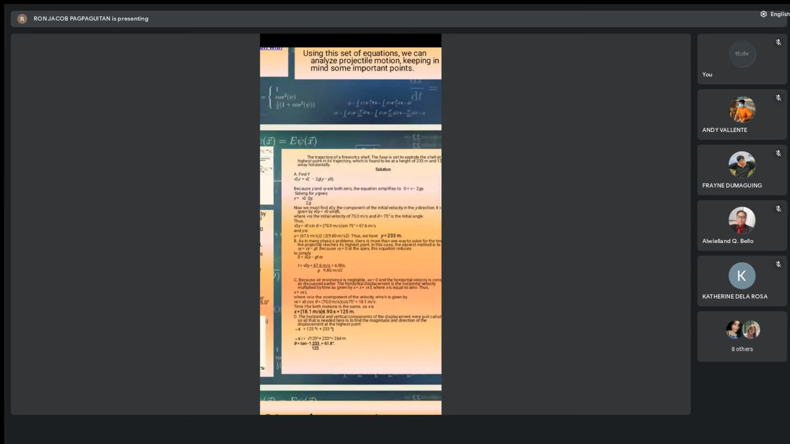Then, once we have solved it, then we can solve for y after simplifying. Now, we must find the v.